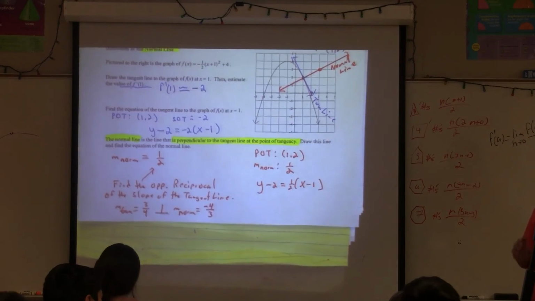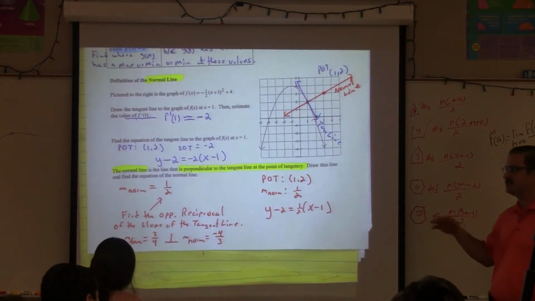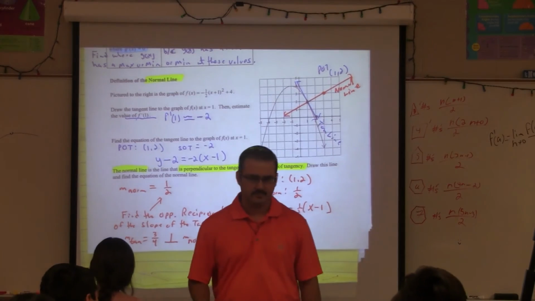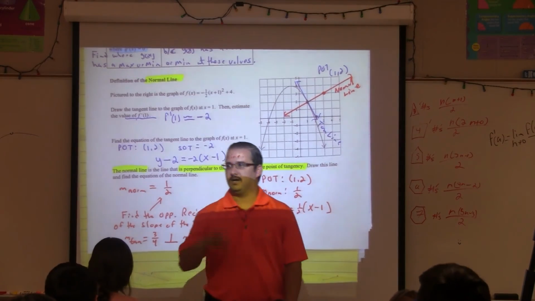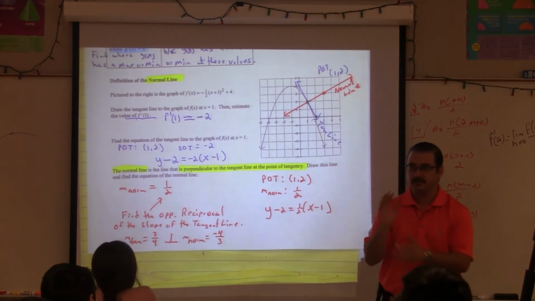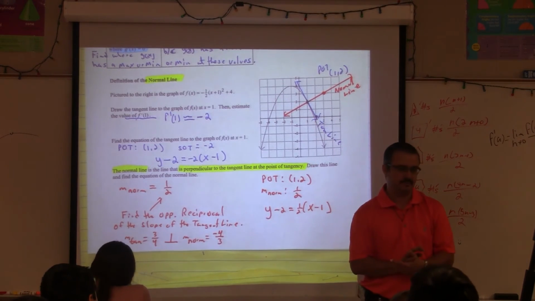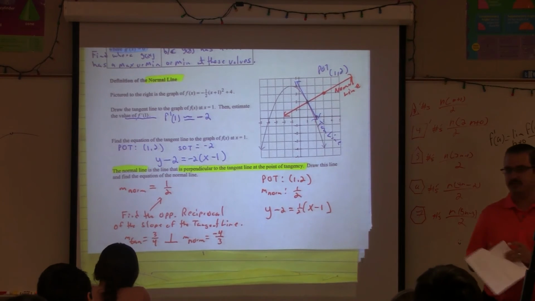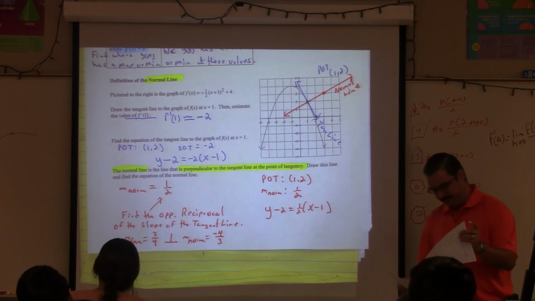So when they say find the normal line or the equation of the normal line, what does that normal line represent? A line that is perpendicular to the tangent line at the point of tangency. Good? Yes? Alright, so for your assignment, what I want you to do is complete the rest of the handout.